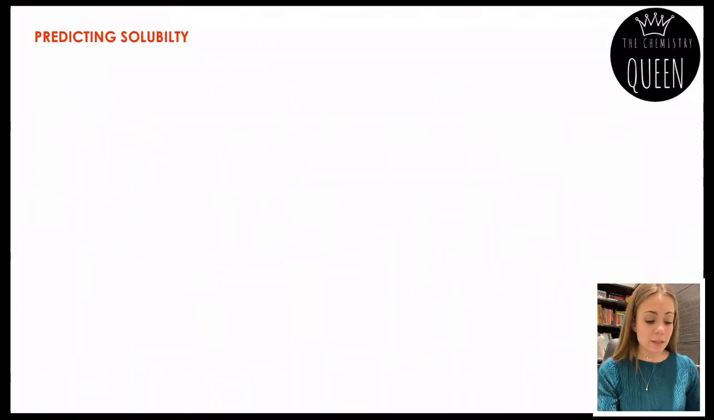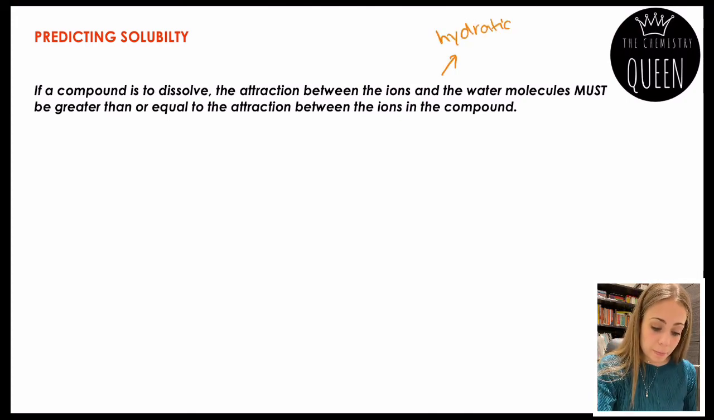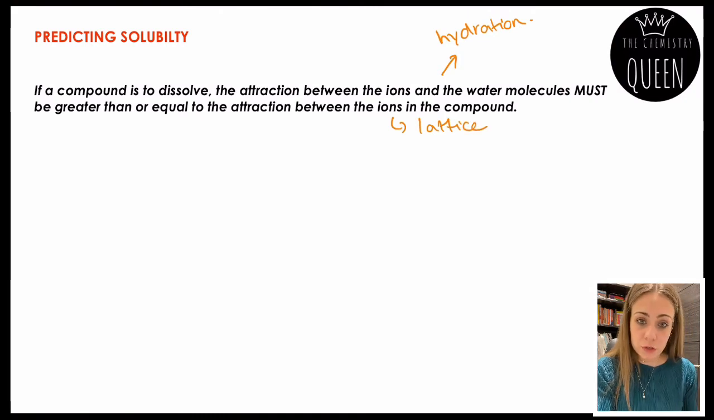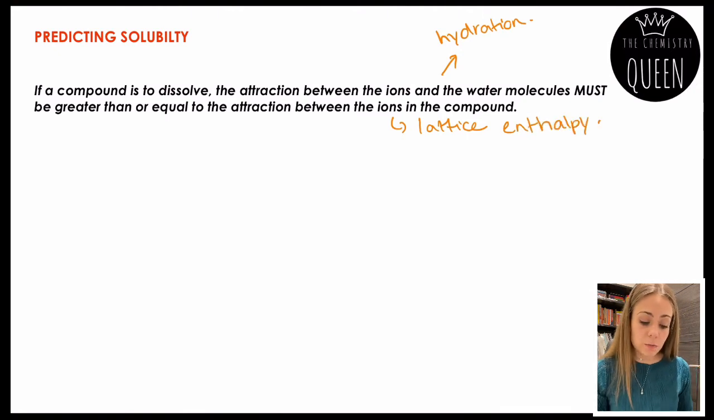Now we've looked at the factors that affect lattice enthalpy and hydration enthalpies in detail, we can apply this to predicting the solubility of a compound. In basic terms, if we think a compound is going to dissolve, then the attraction between the ions and the water molecules must be greater than or equal to the attraction between the ions in the compound. In other words, the hydration enthalpies must be greater than the lattice enthalpy of the compound, because remembering that the attraction between the ions and the water molecules is to do with hydration enthalpies, and the attraction between the ions in the compound is to do with the lattice enthalpy.